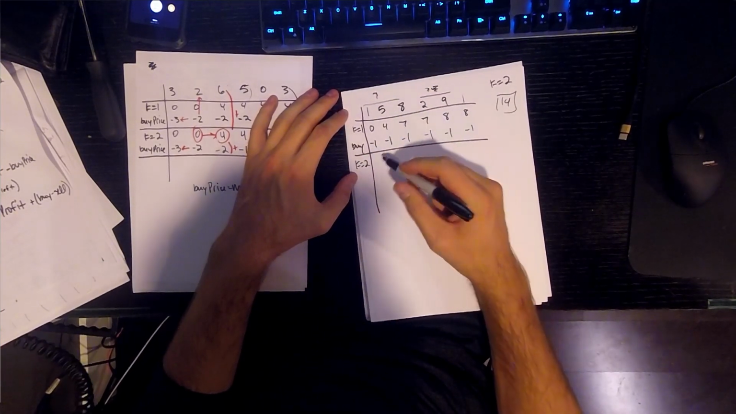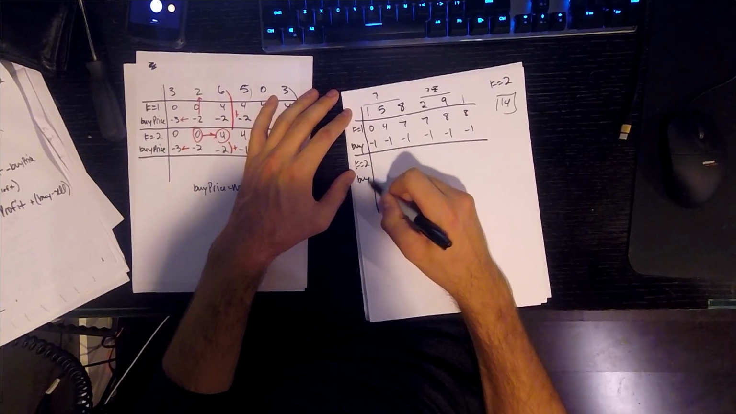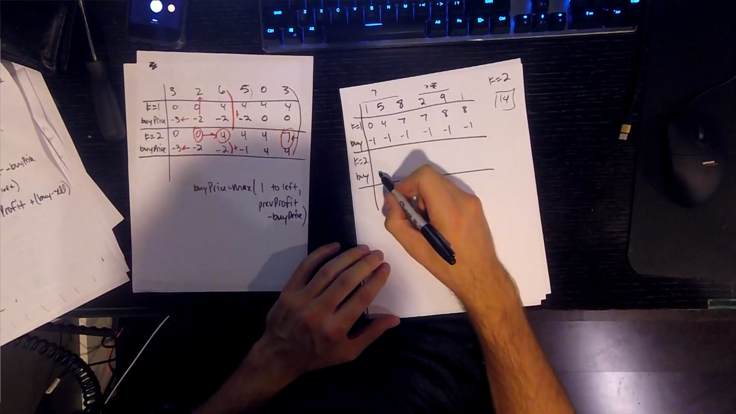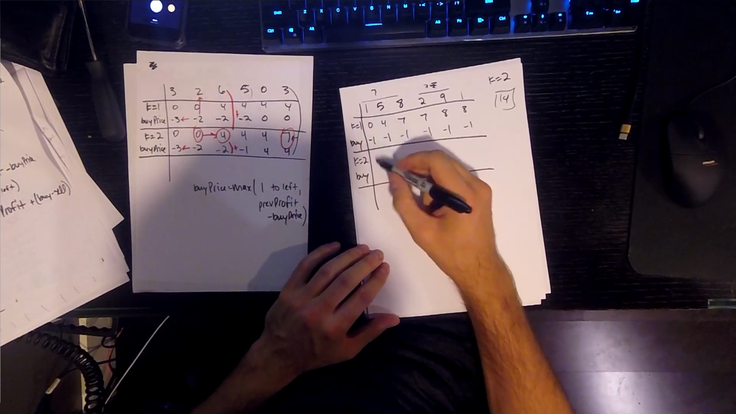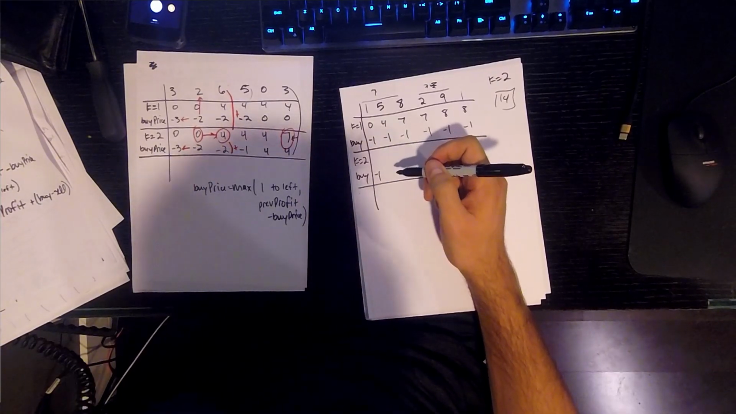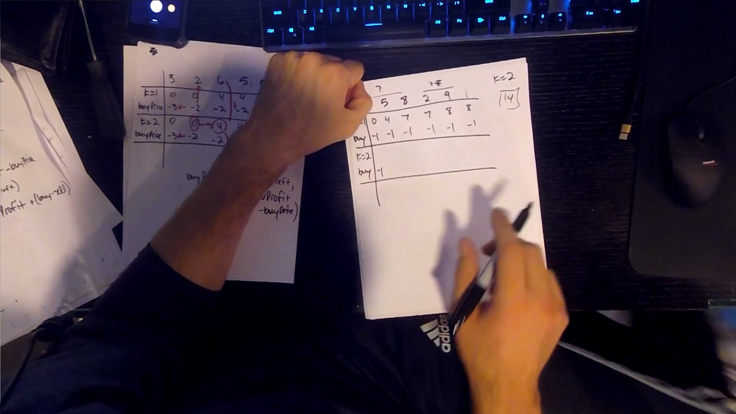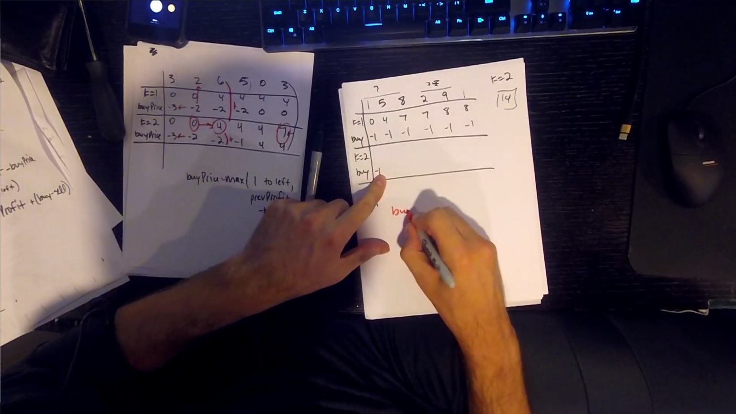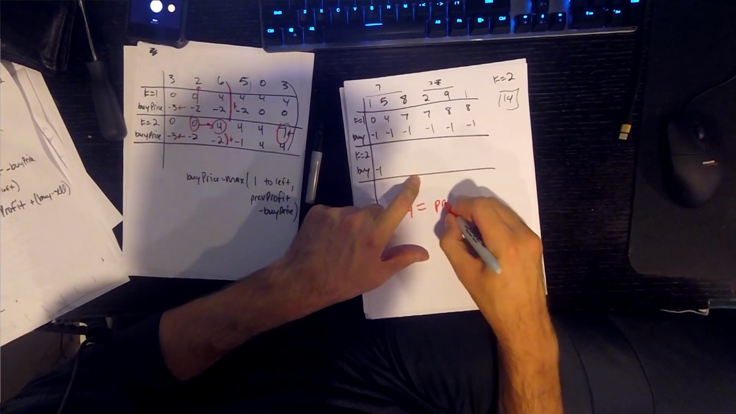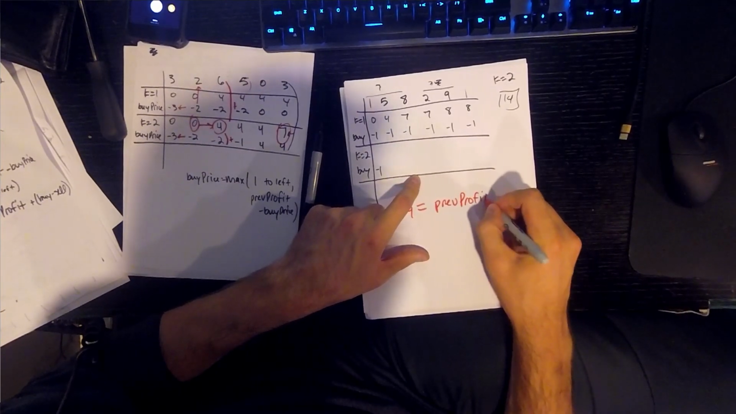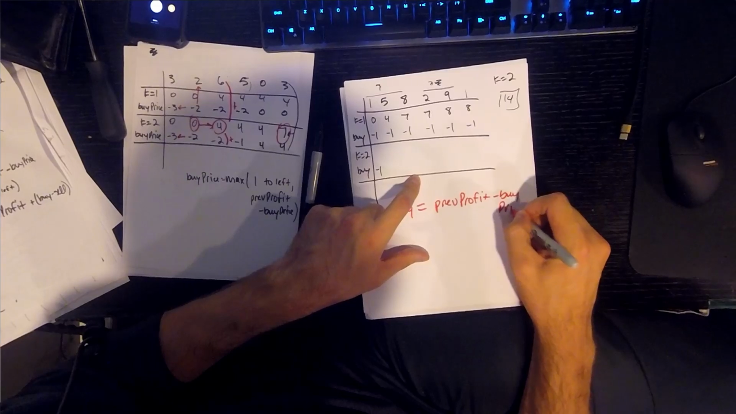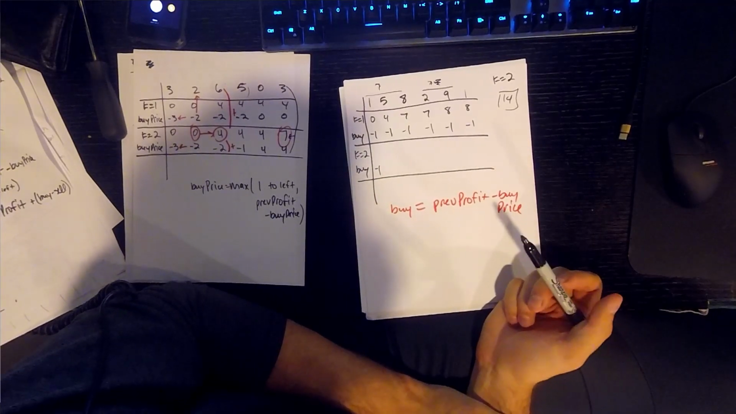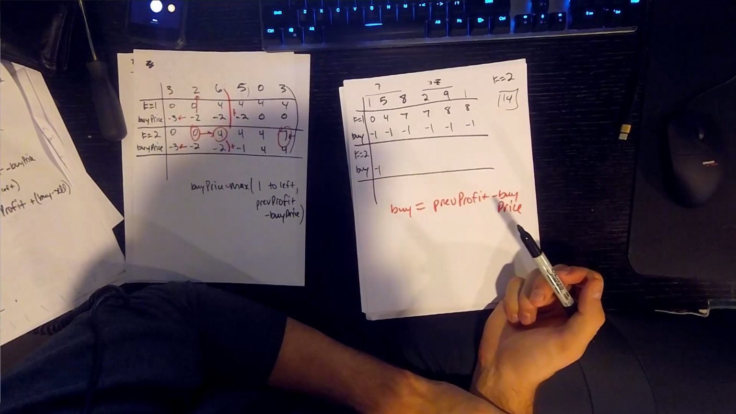K equals 2. All right, how do we calculate this? So we had to do our buy line first. And so the first one was just the negative price. And then we said, okay, what does buy price equal? Buy equals prev profit minus the buy price, or this one, whatever one is greater, because we're trying to max profit.